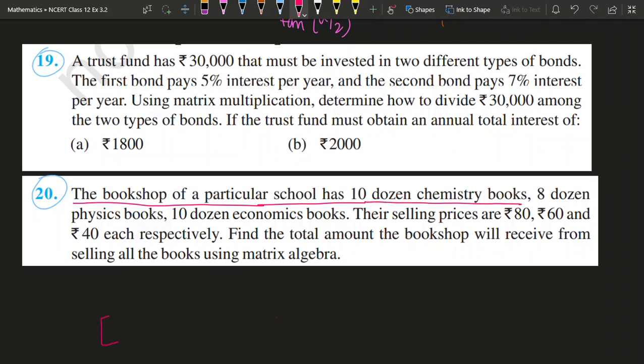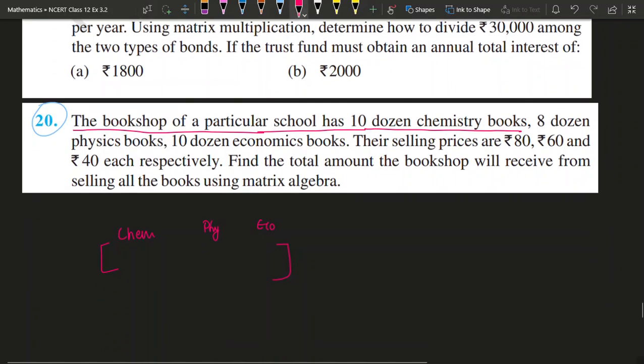So let's denote chem for chemistry books. Let's do the second column for physics books, and the third column for economics books. And then you know that there are 10 dozen chemistry books, so that's a total of 120. 10 times 12. You have 8 dozen physics books, so 8 times 12, so that's 96. And similarly, 10 dozen economics books give you 120.